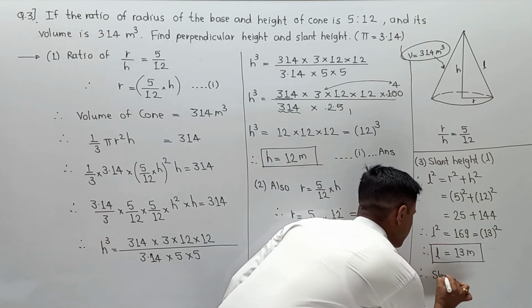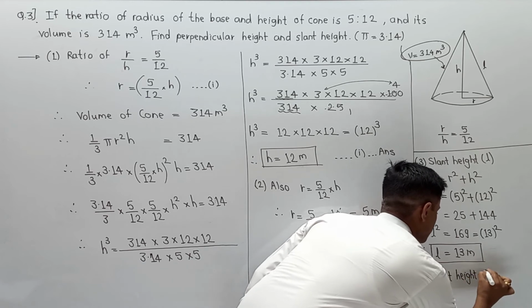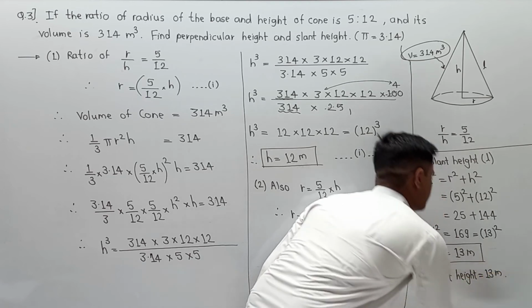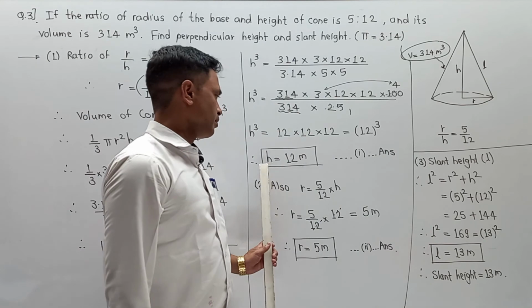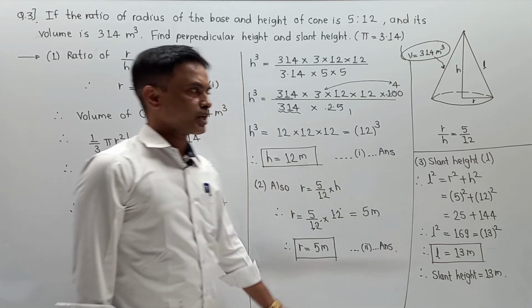Therefore, slant height is equal to 13 meter. And we have already calculated vertical height h 12 meter in the first part. Now student, please pay attention.